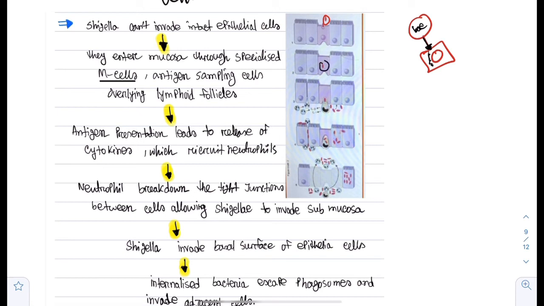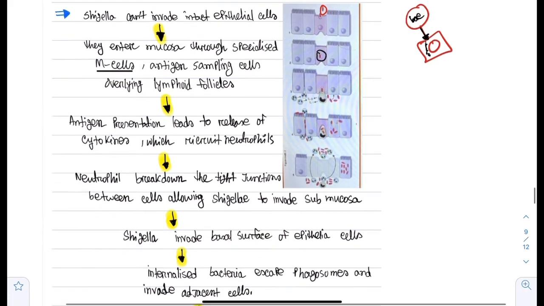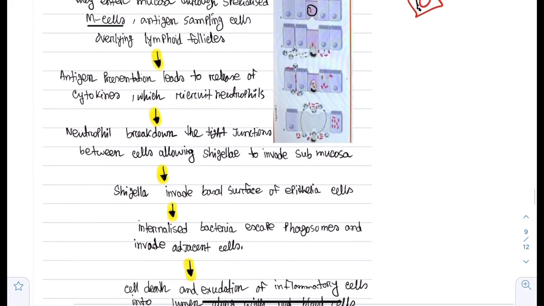Here is the bacteria. Now, as the bacteria is inside the cell, the bacteria will release the antigen or show the antigen into the cell, and as a result antigen sampling cells will be released from the lymphoid follicles, and antigen presentation leads to the release of cytokines. Here you can see the cytokines, which will recruit more neutrophils. These are the neutrophils.